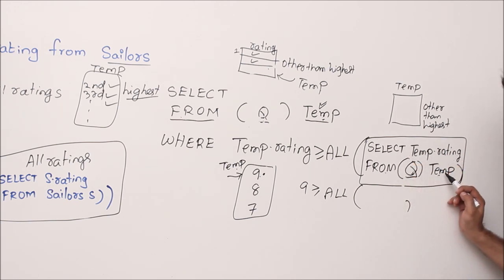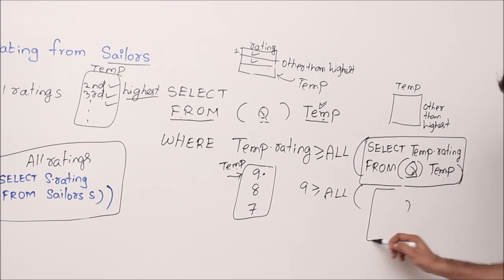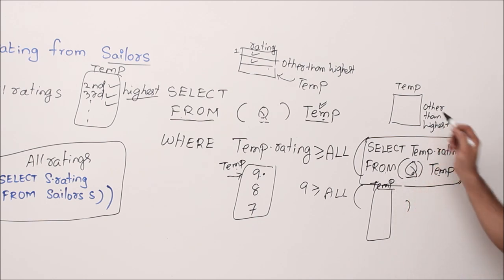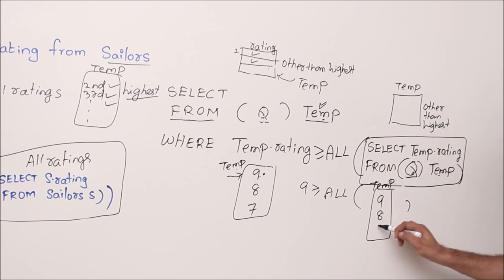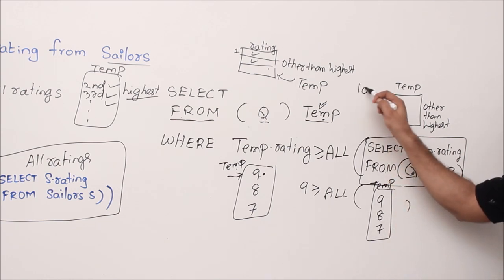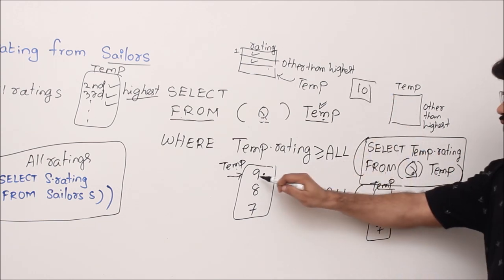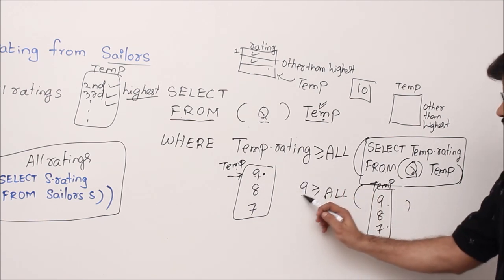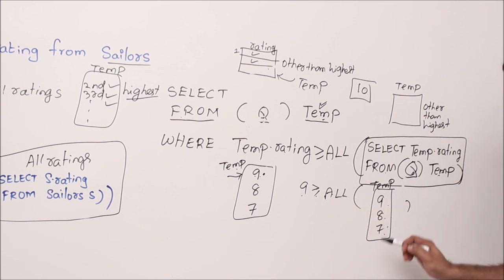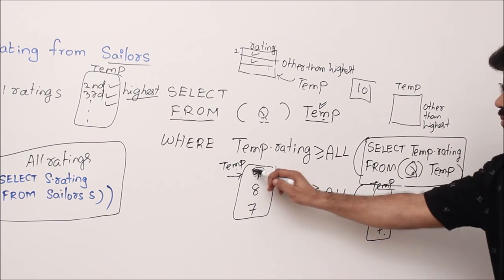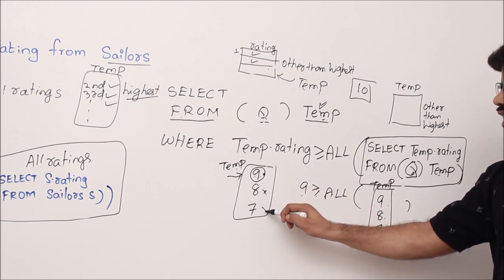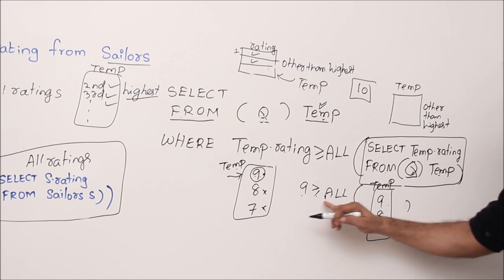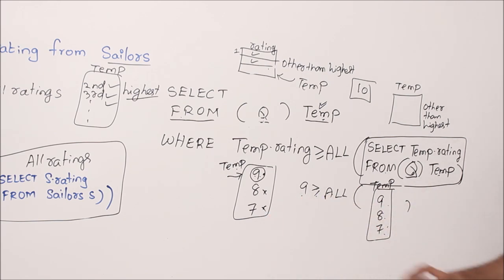Q is nothing but temp, a table which is other than the highest ratings. So here also 9, 8, 7. Let's say the highest rating is 10, but 10 is neither part of this temp nor part of this one because we removed it. Now 9 greater than or equal to 9, 8, 7 is absolutely true, so 9 will be printed. 8 and 7 will not be printed, because 8 greater than or equal to all of 9, 8, 7 is wrong, and 7 greater than or equal to all of 9, 8, 7 is wrong. So only 9 will be printed.